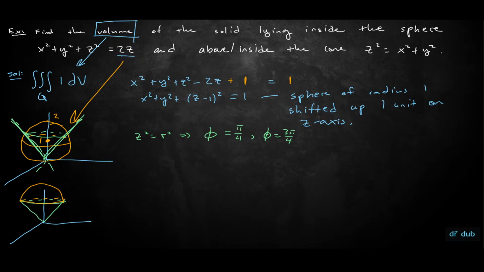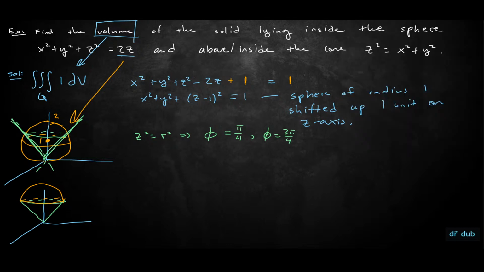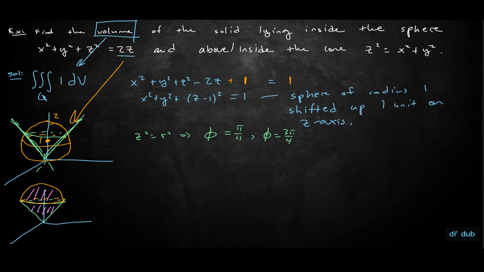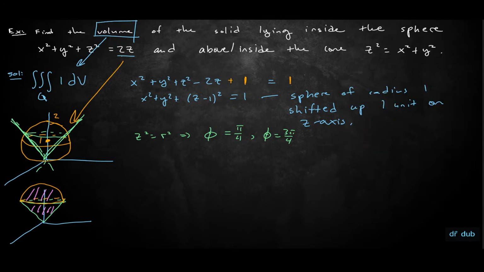So something like that. So we're trying to find the volume inside this region right here. Okay, well, we've got the region. Now how do we get the bounds? Rho is going to go from the origin out to the sphere, it looks like. So rho is going from 0 to the sphere.